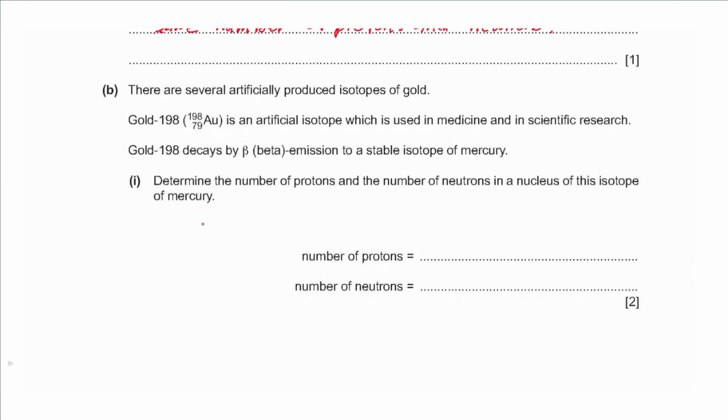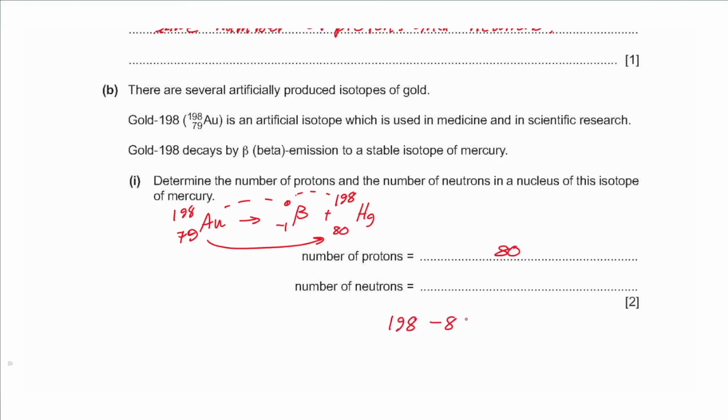So if we have the gold nucleus 198 and 79 emitting a beta particle which is 0 and -1, we have the final nuclide of mercury with the number 198 as a nucleon number, because 198 plus 0 gives 198, and the proton number actually increases by 1 to 80, so that 80 minus 1 gives 79, so the number of protons is 80, and the number of neutrons, that's 198 minus 80, so it is 118.